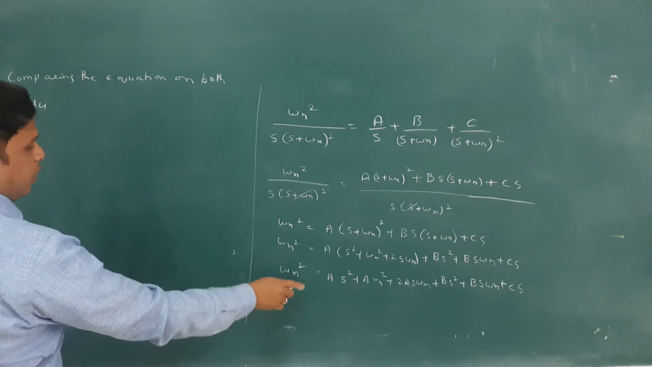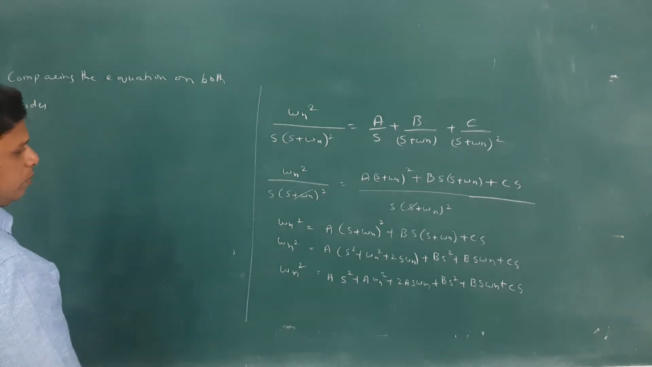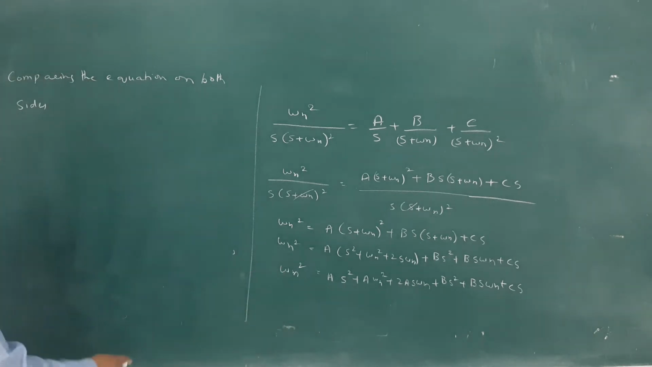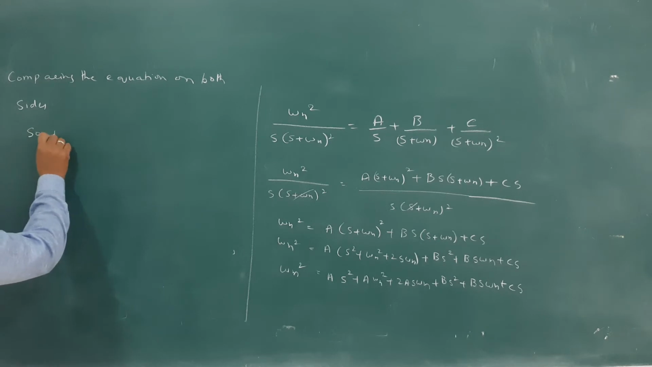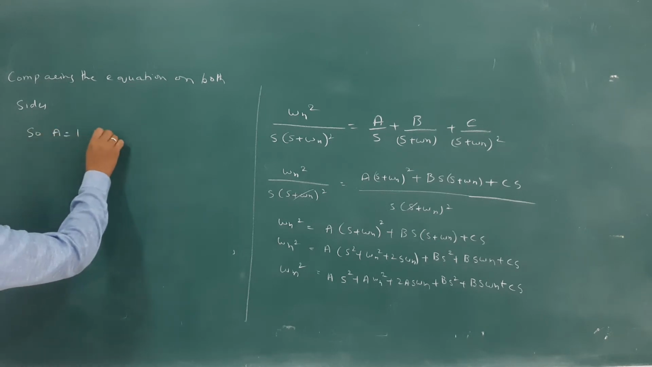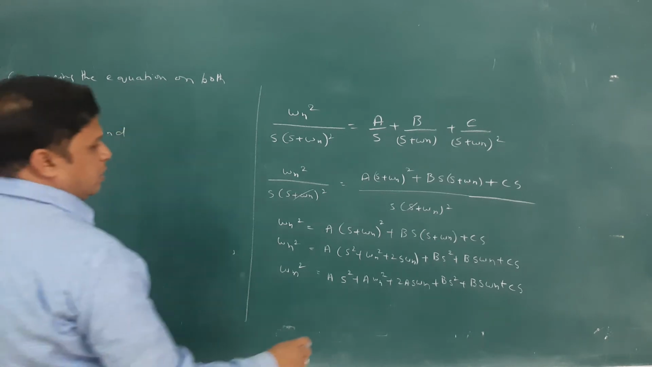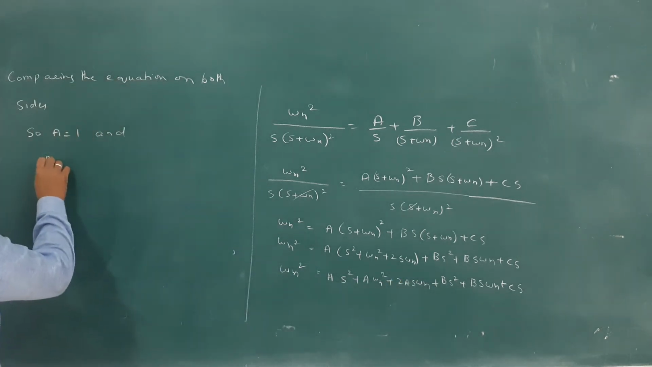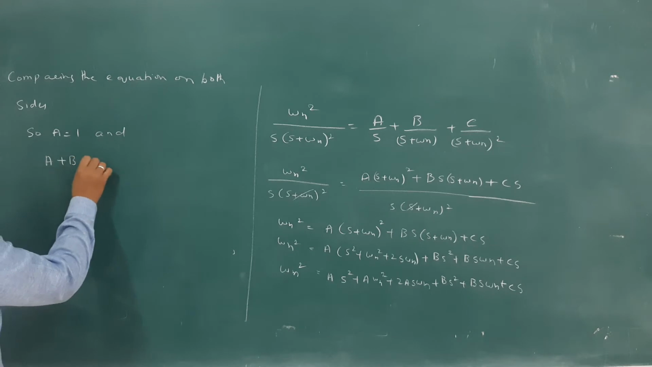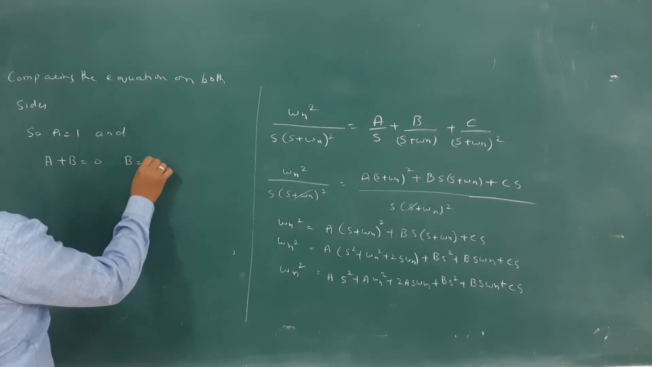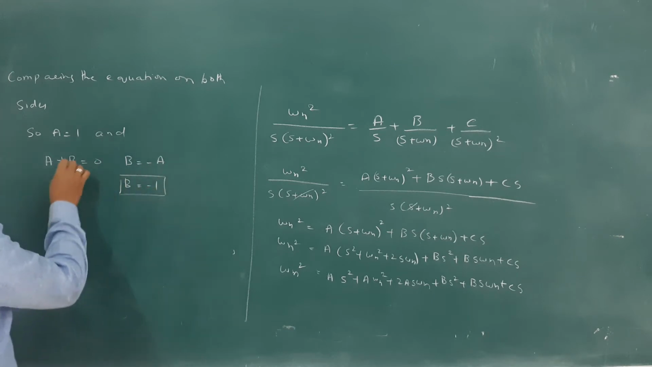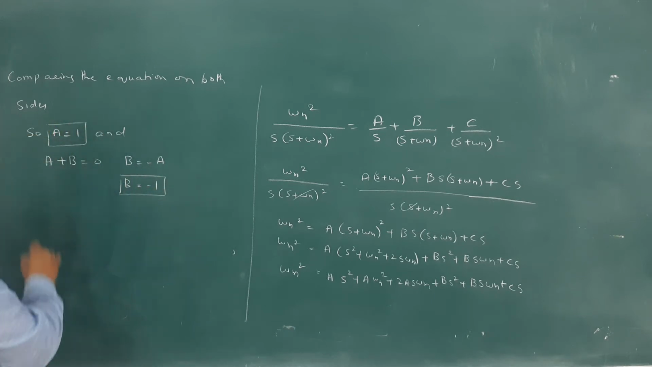Here, omega n square is equal to A into omega n square, so the coefficient is 1. So A is equal to 1. And therefore we get one more equation: (A plus B) into s square is there, so A plus B is equal to 0. So B is equal to minus A, that is B is equal to minus 1. A is equal to 1 and B is equal to minus 1 by comparison.